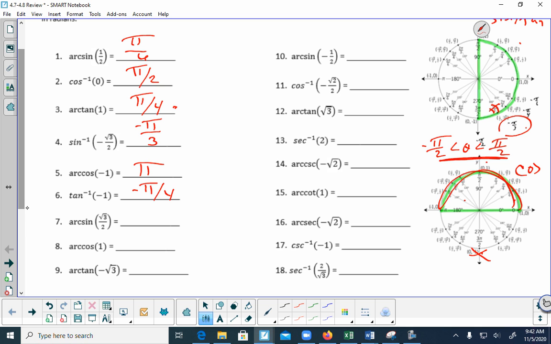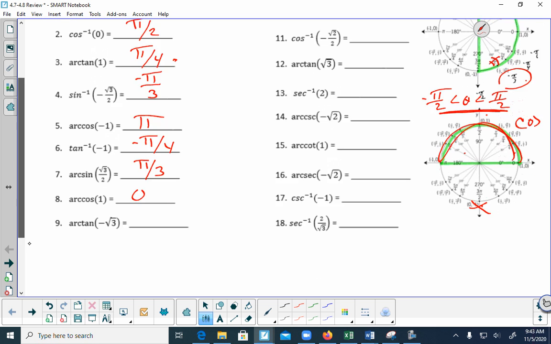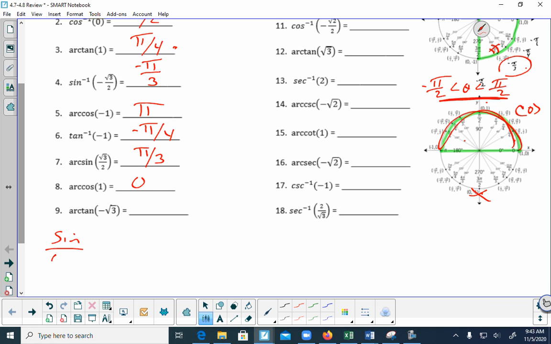When is the arc sine equal to the square root of 3 over 2? That's going to be pi over 3. When is the arc cosine equal to 1? That is going to be at 0. And when is the arc tangent equal to a negative square root of 3? So I want the sine over the cosine. So that's going to be the square root of 3 over 2, and then the 1/2, so the 2's can simplify. This happens with a denominator of 3, but since it's negative, I'm going to write negative pi over 3.